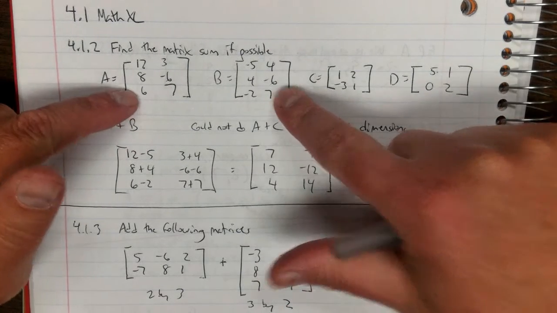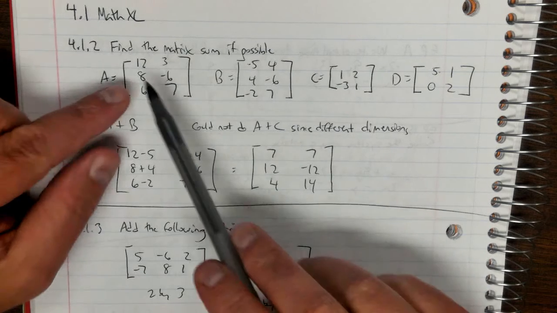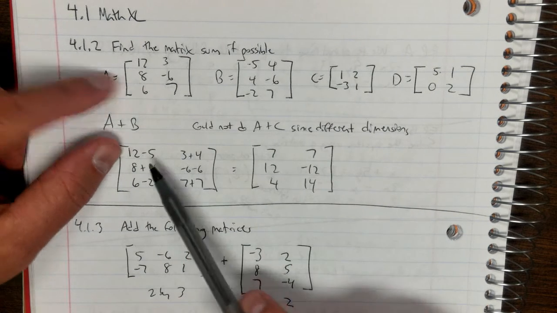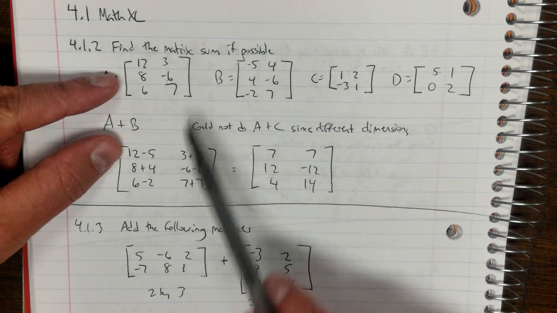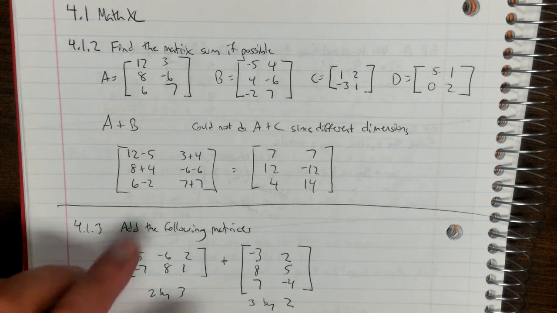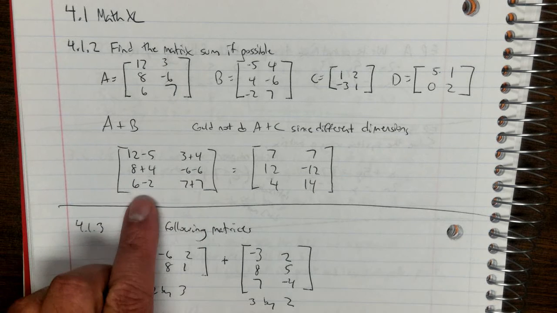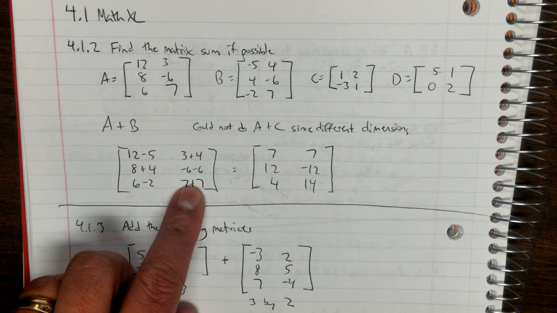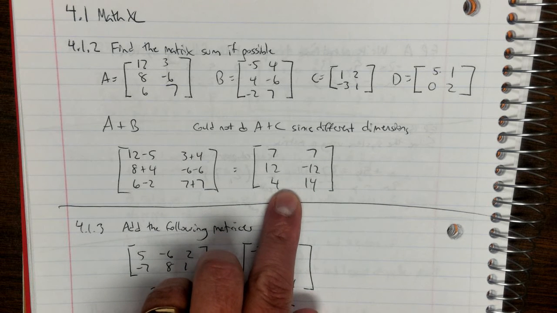They're the same dimensions. And so you're basically doing 12 plus negative 5 or 12 minus 5, 3 plus 4, 8 plus 4, negative 6 minus 6, 6 minus 2, and 7 plus 7. And so then you end up with your answer as 7, 7, 12, negative 12, 4, 14.